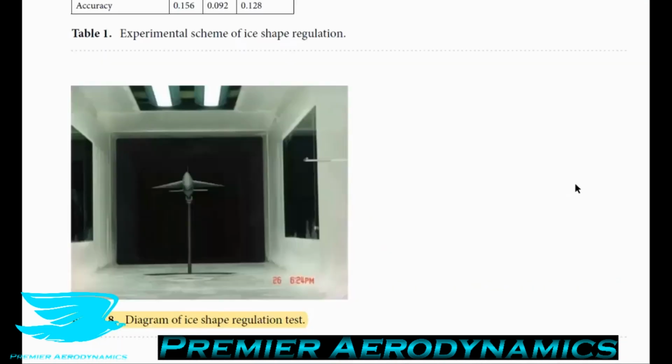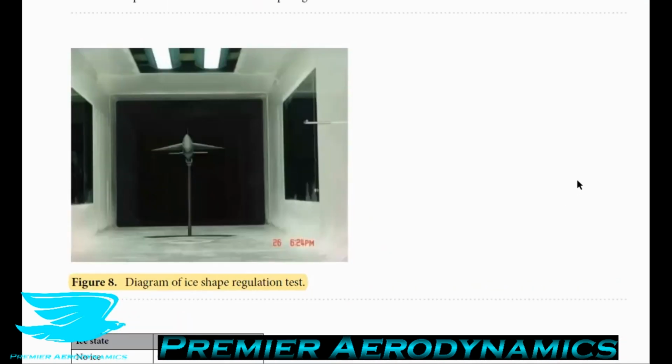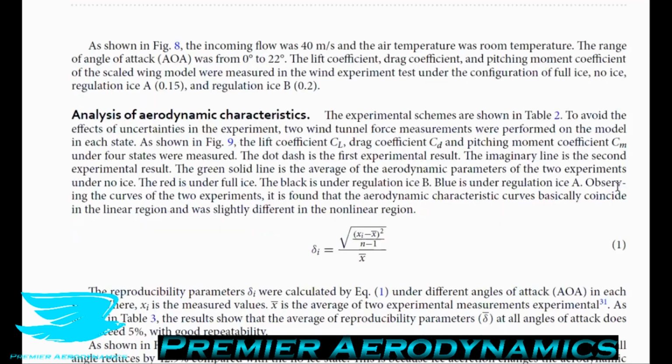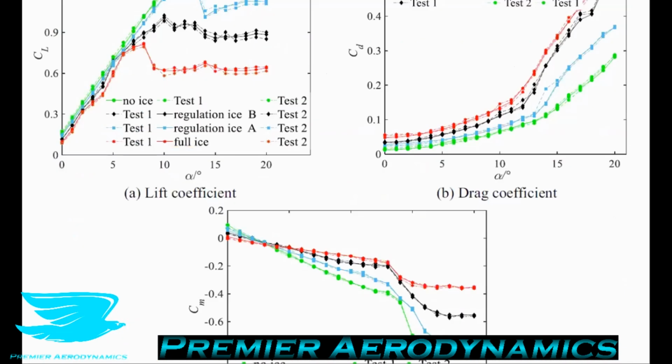They actually have a figure of the aircraft in the tunnel. It's just a regular model aircraft stuck in a tunnel. And they have 4 different ice situations investigated. They have no ice, regulation ice A, regulation ice B, and full ice, ranging from least amount of ice to most amount of ice in that order.